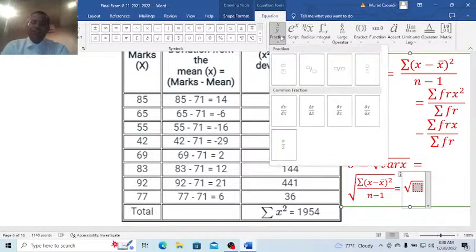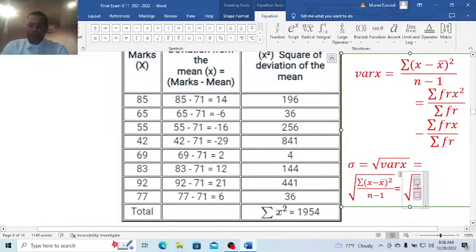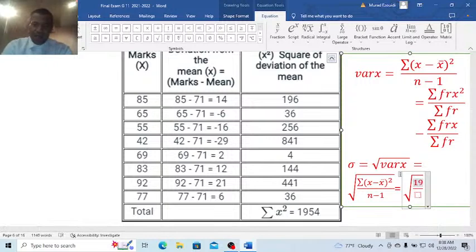Learners, please try to work at the same time that your teacher is doing his best to explain this for you and to answer your questions. We said that I will take the square root of 1954 divided by 7, which gives 16.707.